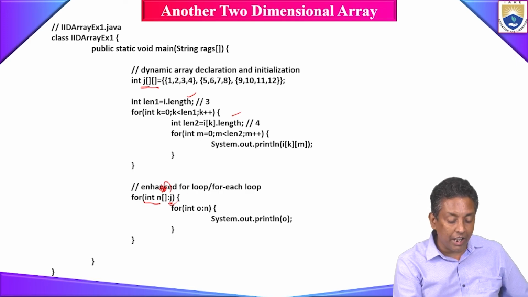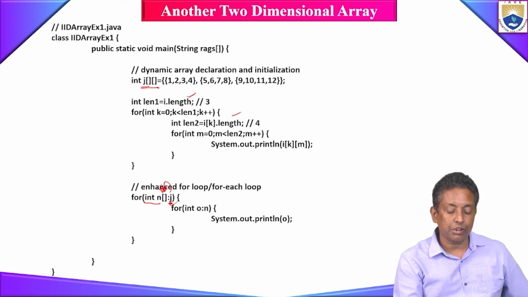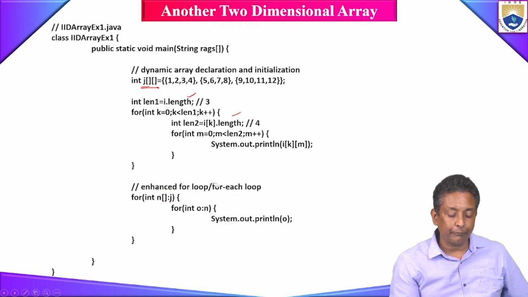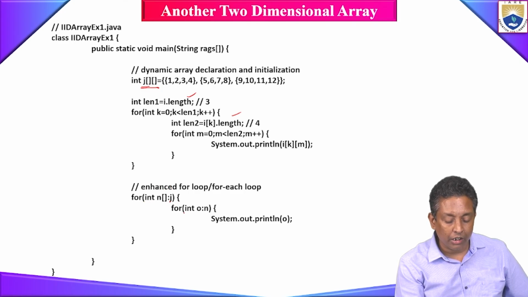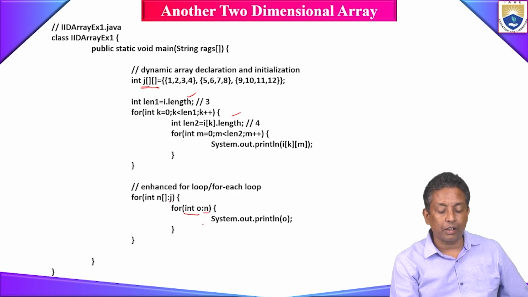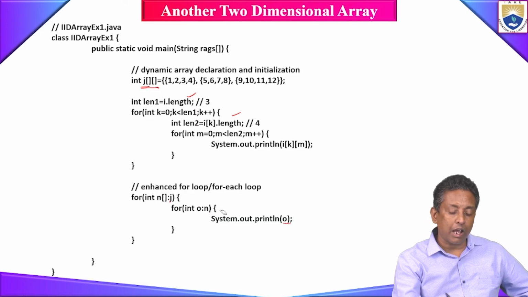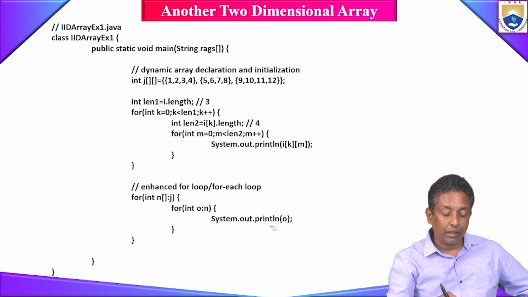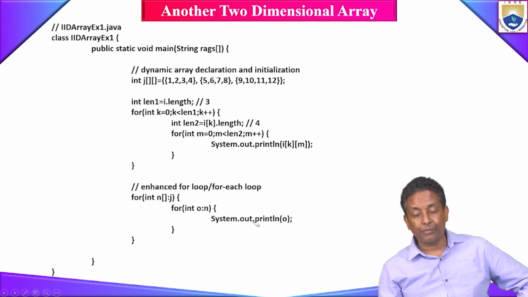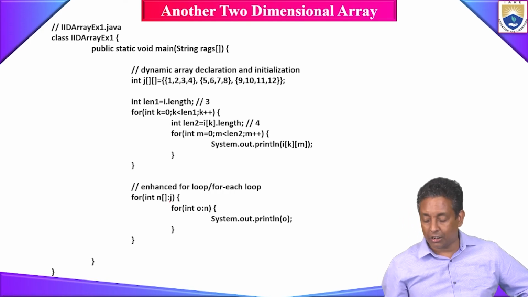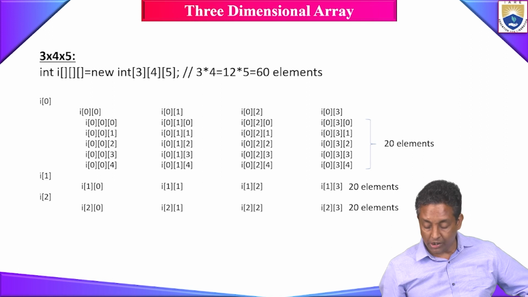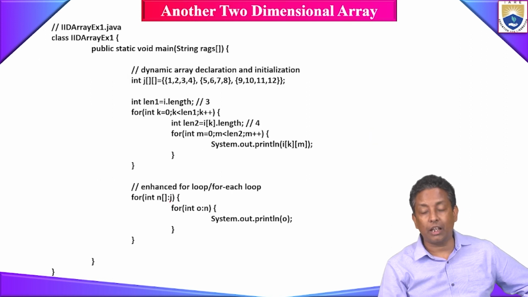And this j iterates for 3 times. In each iteration, it will return an array of size 4 to the variable that we have taken as int n. Then again we are writing for int o colon n. This loop will be iterated for 4 times. Each value will be assigned to o. So compared with finding the length and iterating over the array with indexes, the enhanced for loop is much easier in writing the program. So this is a two-dimensional array.